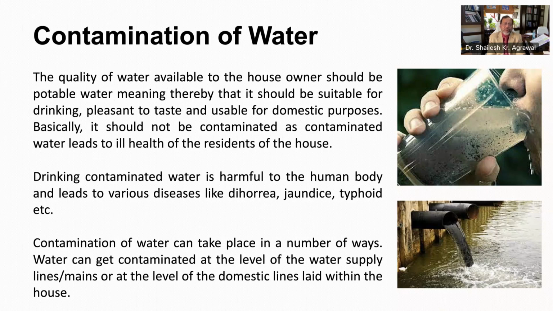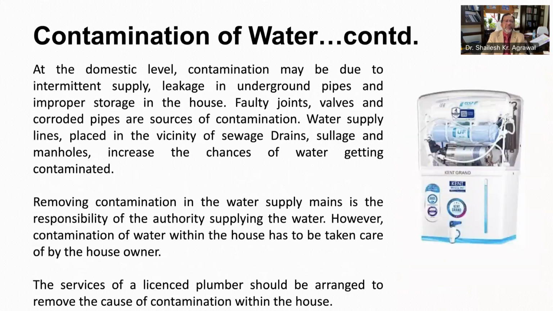Contamination of water can take place in a number of ways. Water can get contaminated at the level of water supply lines, or at the main, or at the level of domestic lines laid within the house. At the domestic level, contamination may be due to intermittent supply, leakage in underground pipes, and improper storage in the house. Faulty joints, walls, and corroded pipes are also sources of contamination. Water supply lines placed in the vicinity of sewage drains, sewage, and manholes increase the chances of water getting contaminated.